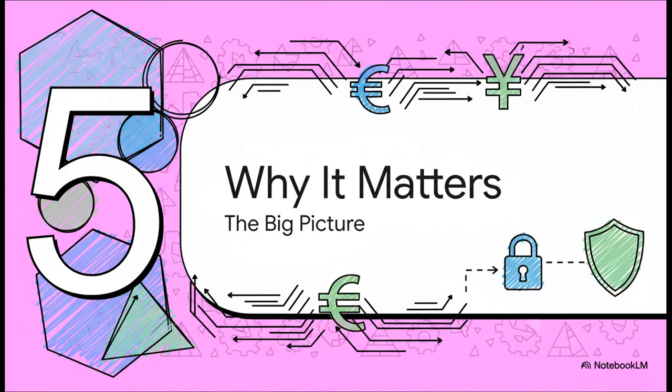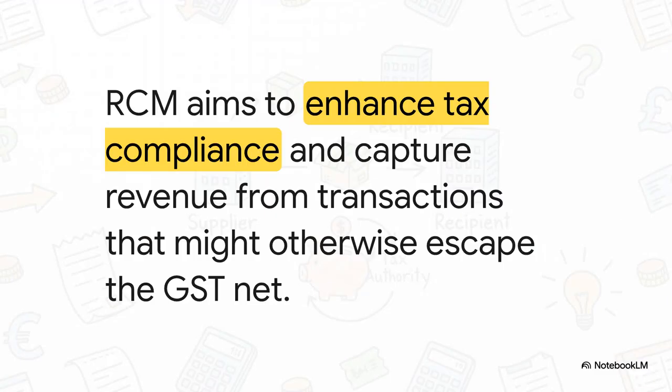So after hearing all that, you're probably wondering, why all this hassle? It seems so complicated. What's the big picture here? What's the government trying to achieve with this? It really boils down to one thing: plugging leaks in the tax system. By putting the responsibility on the registered organized buyer, the government makes sure it collects tax on sales from the unorganized sector, sales that might otherwise just slip through the cracks. It's actually a pretty smart way to widen the tax net.